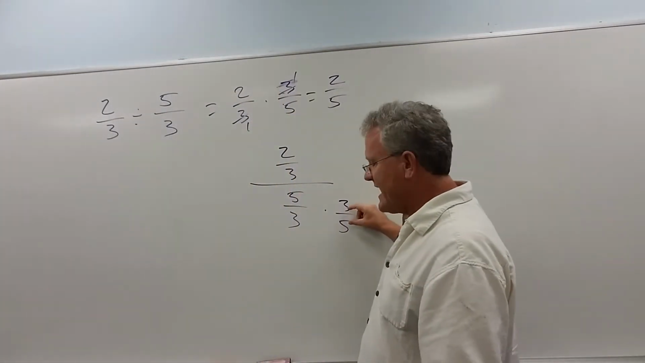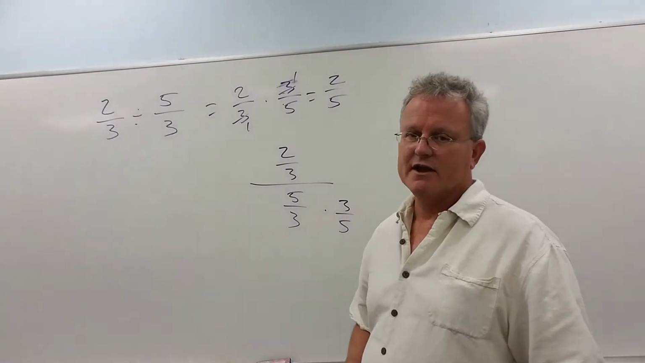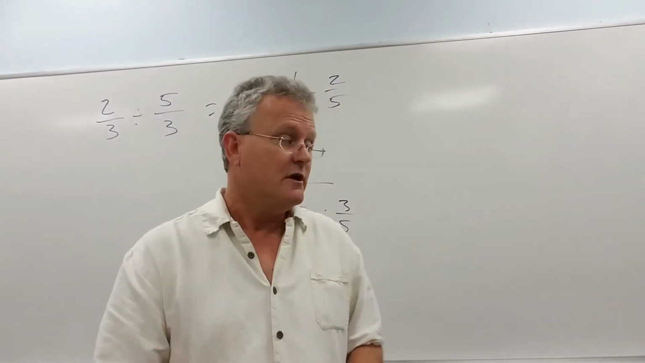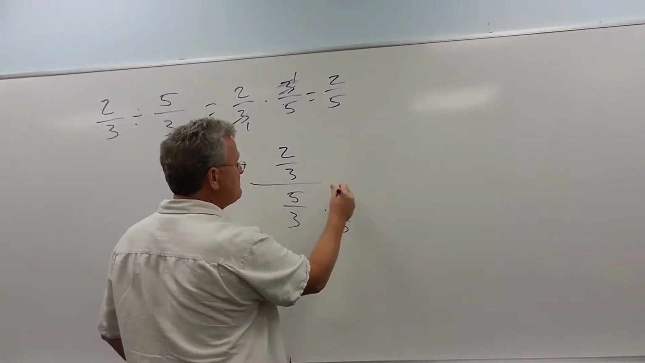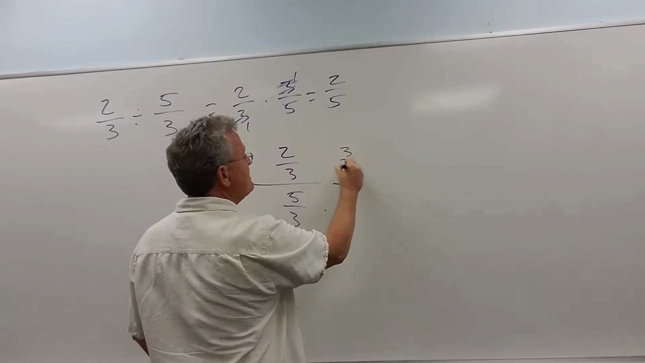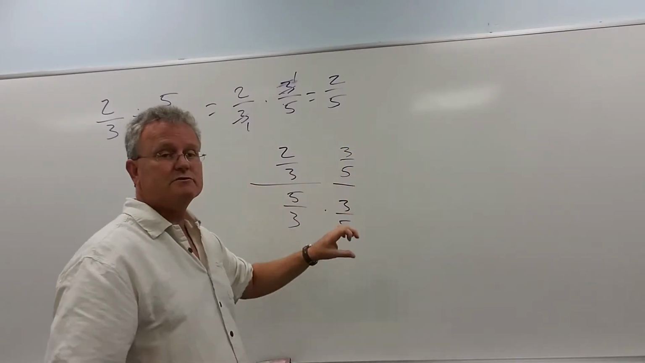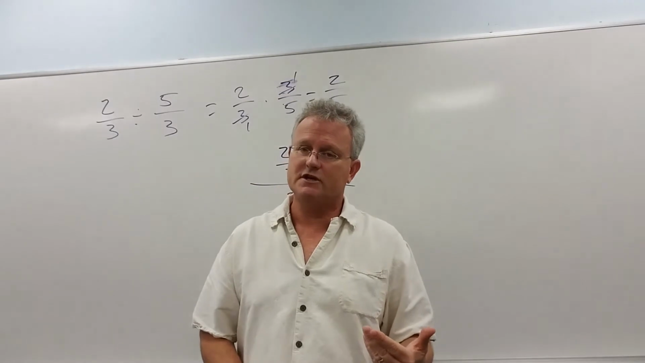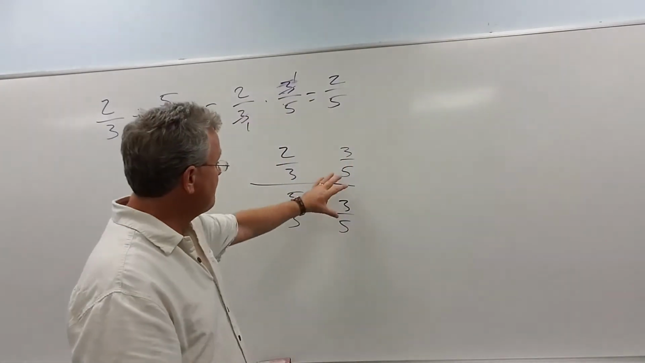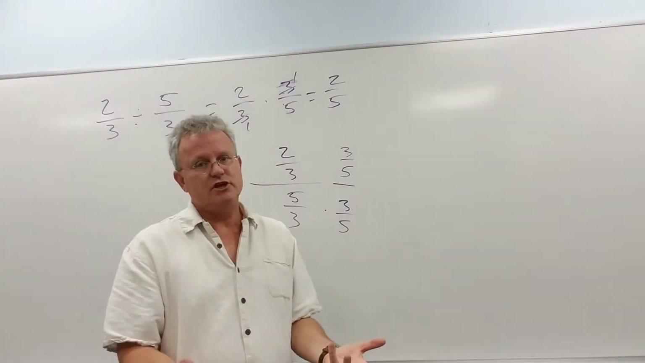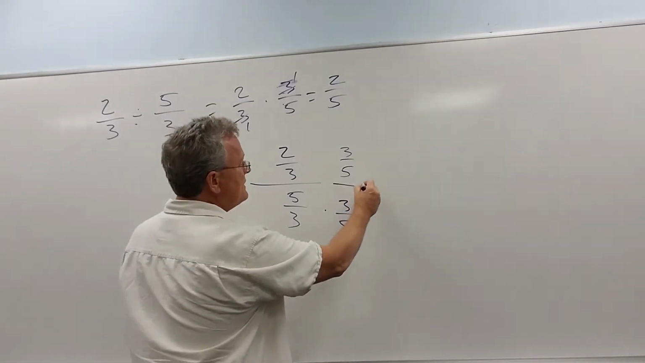However, we can't just multiply the denominator by a number, it changes the value. But if we multiply by 3/5 over 3/5, we know anything divided by itself is 1. And when we multiply by 1, it doesn't change the value. So what do we get here?